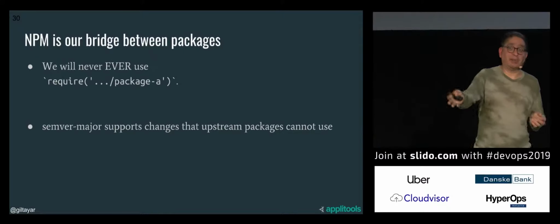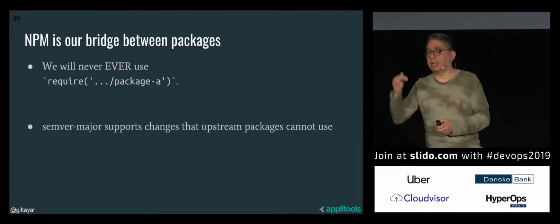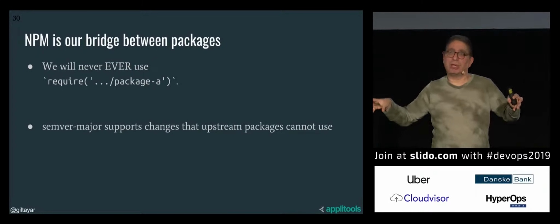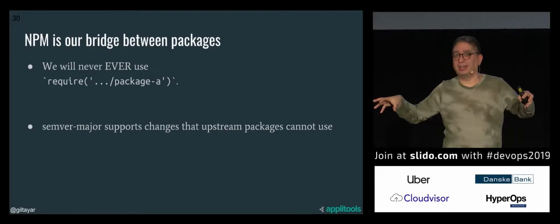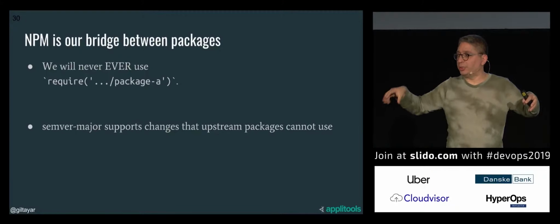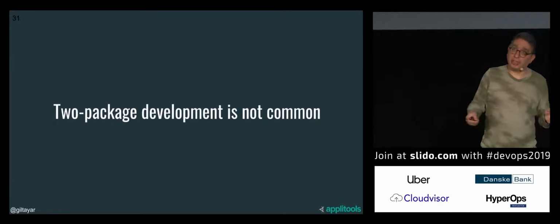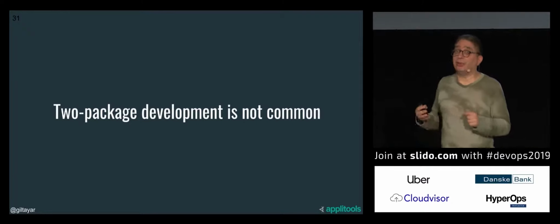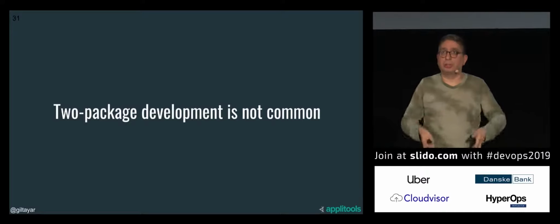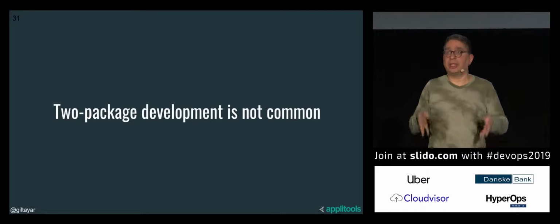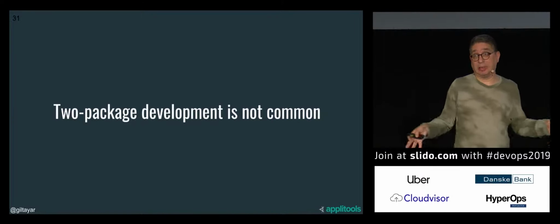If it was Java, then it would have been Maven. So I can communicate between two packages. I think you would call them modules in Java. I would communicate through the Maven repository, never through source code. And you would not believe it, but two-package development is not very common. Most code is written in one package and uses one package, and that's about it.